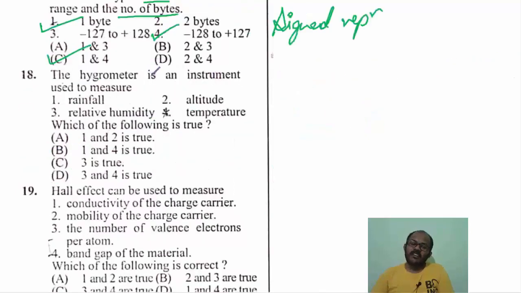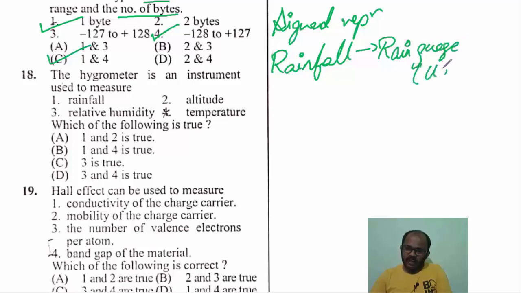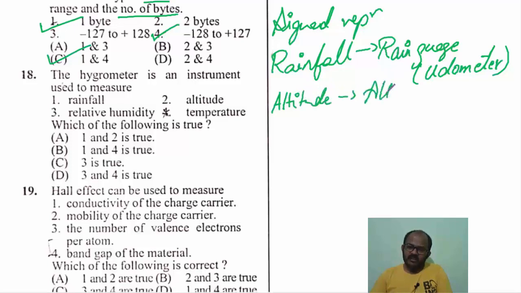18th question they have given is, the hygrometer is an instrument used to measure. First option they have given is rainfall. In order to measure the rainfall, the instrument we are going to use is a rain gauge, or it is also called an ombrometer. So with the help of a rain gauge you can find the rainfall. In order to measure the altitude, we are going to make use of an altimeter.